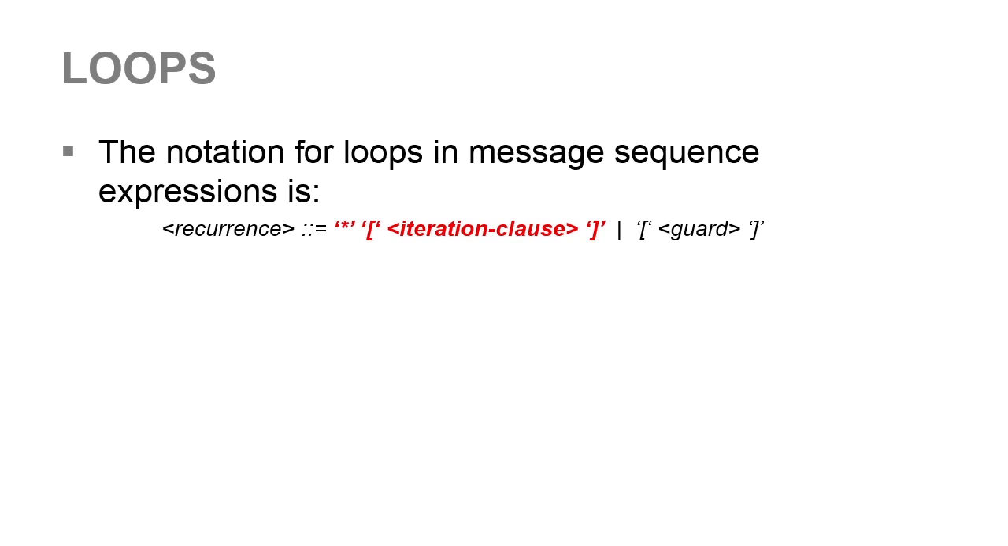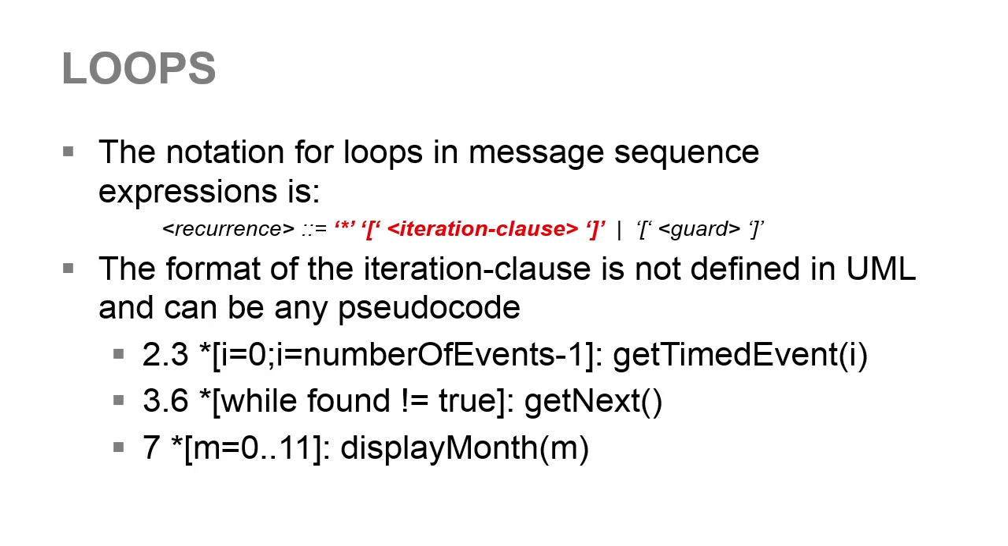Messages that will repeat in a loop in a communication diagram are marked with an asterisk or star, followed by an iteration clause in square brackets before the colon of the sequence expression. The UML specification doesn't prescribe any format for the actual loop conditions, so you can use whatever pseudocode or snippets of program code you like, though you should be consistent within your model or abide by organizational standards.